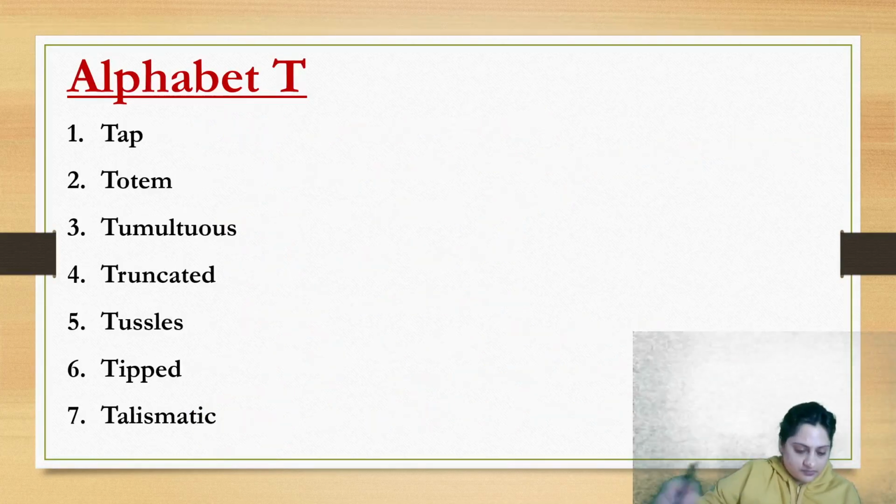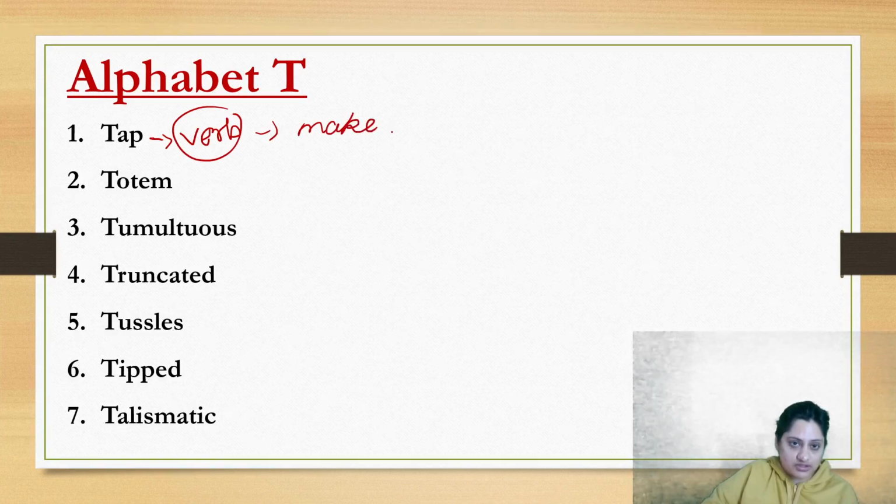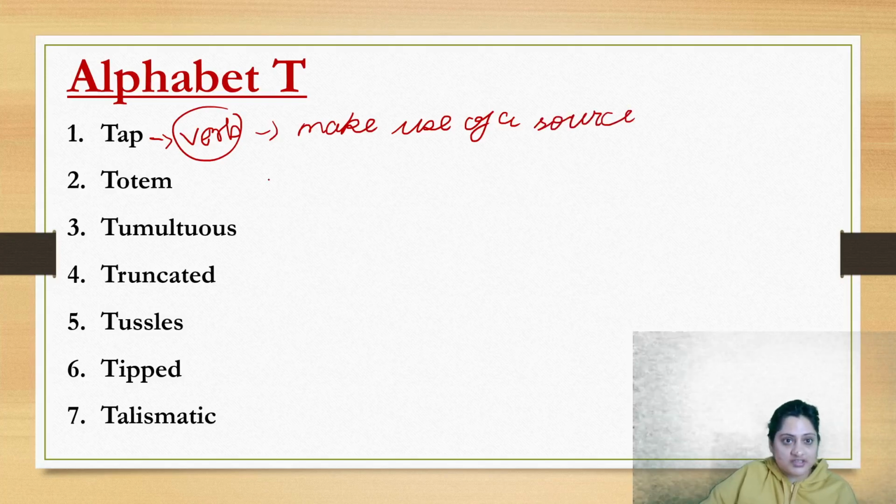Next, T. Tap, if you use it as a verb, guys, it means to make use of a source. Tap the resources, make use of a source of energy, of knowledge that is there. Tap the resources, we say.